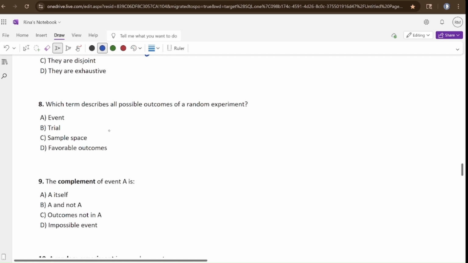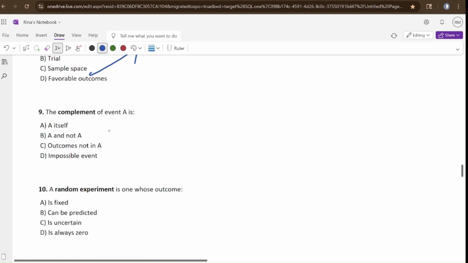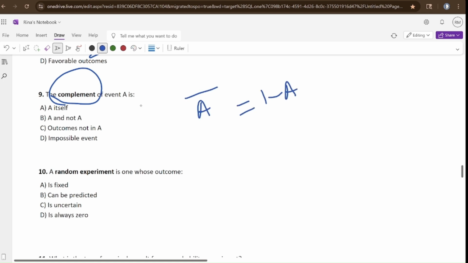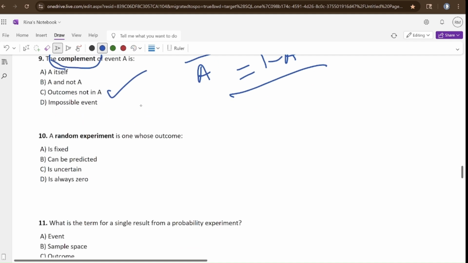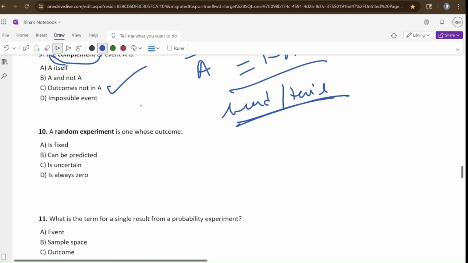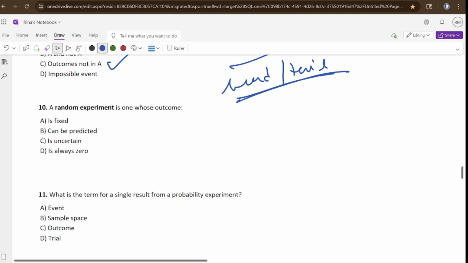Which term describes all possible outcomes of a random experiment? Event, trial, sample space. See, all possible outcomes. That was our first question. That is known as sample space. Okay. All the outcomes. Head, tail, total. Right. The complement of event. Complement always means contradiction. Opposite of A. Or we can say 1 minus A. That is the answer: outcomes not in A. Okay. Like getting head or tail. Either it will be head or it will be tail. That is complement.